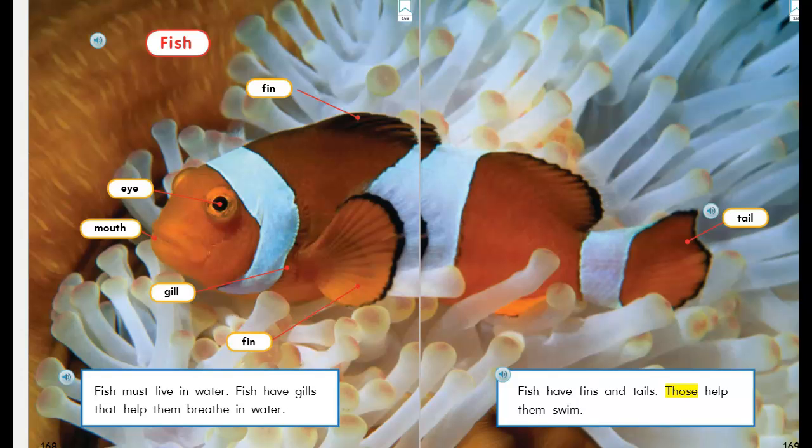Fish must live in water. Fish have gills that help them breathe in water. Fish have fins and tails. Those help them swim. Do you know what kind of fish is on this page?